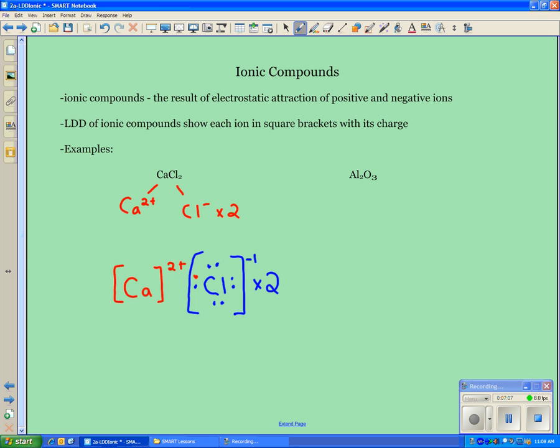Same idea for the aluminum oxide. Aluminum as an ion is Al3+. Oxide is an oxygen with a 2- charge. We have 2 aluminum ions, and each of those ions gave away 3 electrons to have the charge of 3+. Each of the oxygens has gained 2 electrons. So the 6 electrons from the atom and 2 more that it has gained from the aluminum.